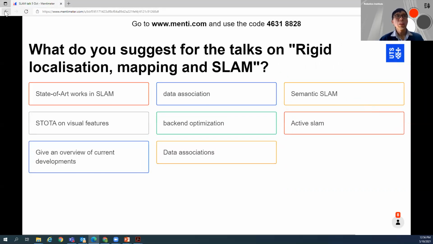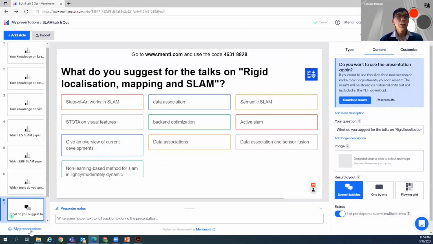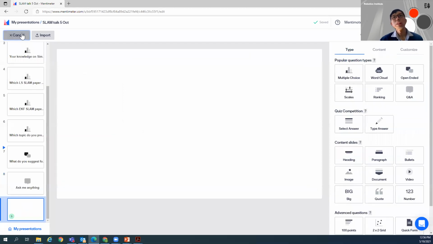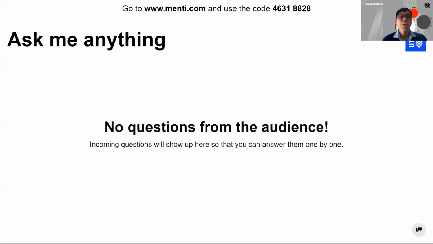Okay, based on your suggestions, we will decide what to do next week. Most likely, we will talk about some least-squares-based SLAM work we have done.